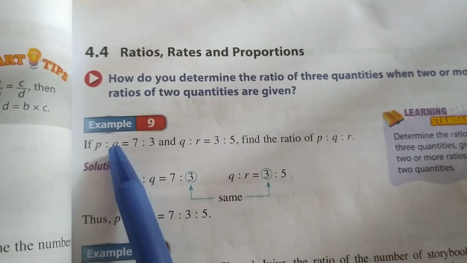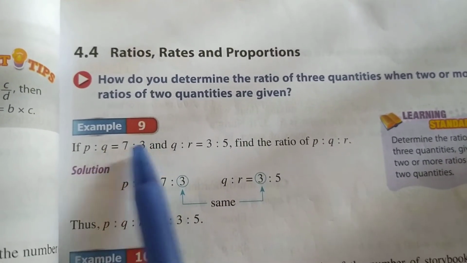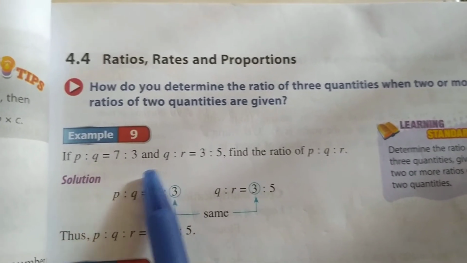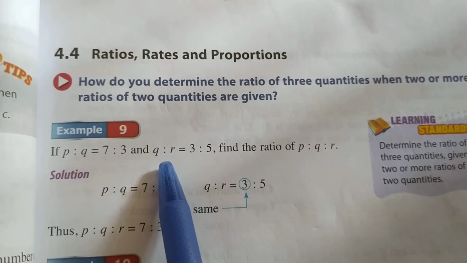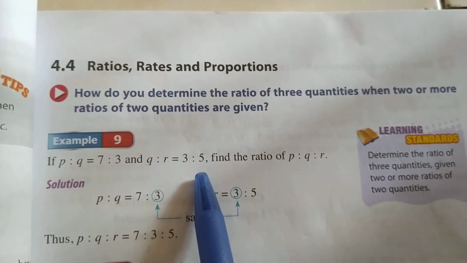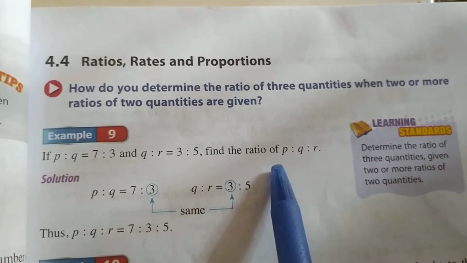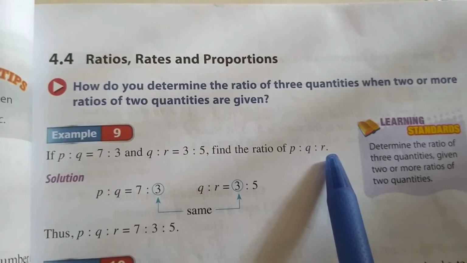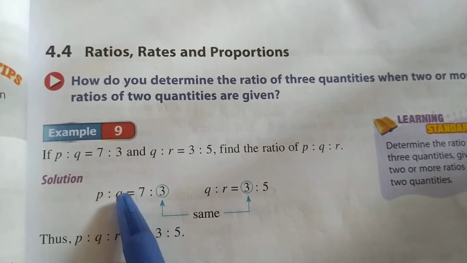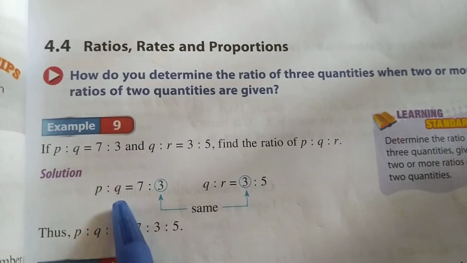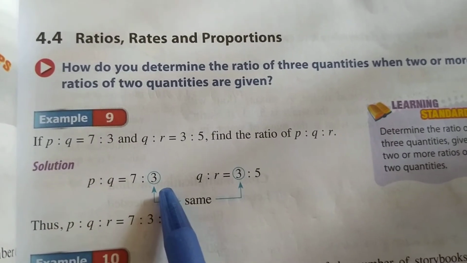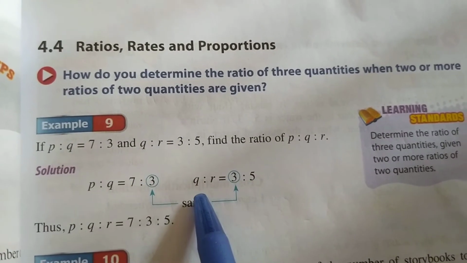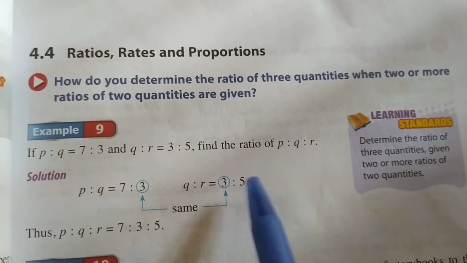Look at this example 9. If P ratio Q equal to 7 ratio 3 and Q ratio R equal to 3 ratio 5, find the ratio of P ratio Q ratio R. So the solution here is, we write first P ratio Q equal to 7 ratio 3. Then write another ratio given, Q ratio R equal to 3 ratio 5.